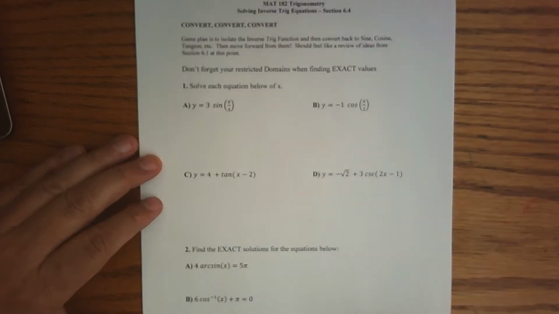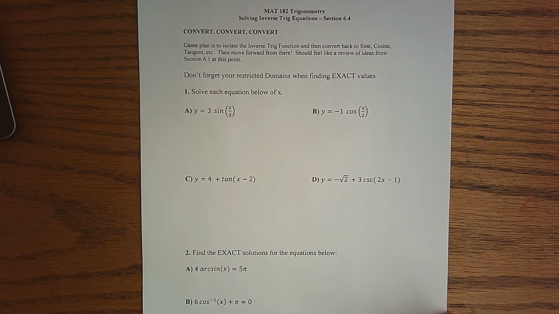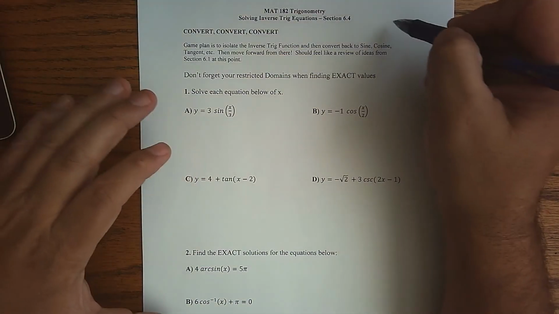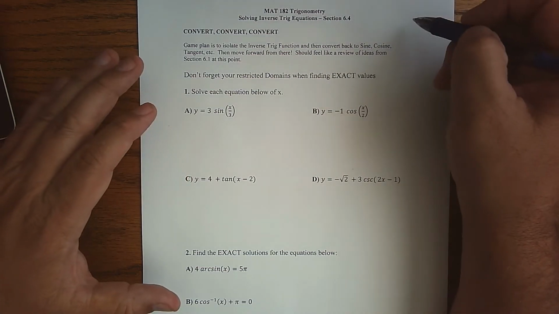All right, trig students, what we're going to be doing is wrapping up chapter 6. What we're going to be basically doing in this section is solving equations with an inverse trig function already in play, or we'll bring it into play. So recall what we know with regards to our inverse trig functions is they do have a restricted domain because we need to be one-to-one.